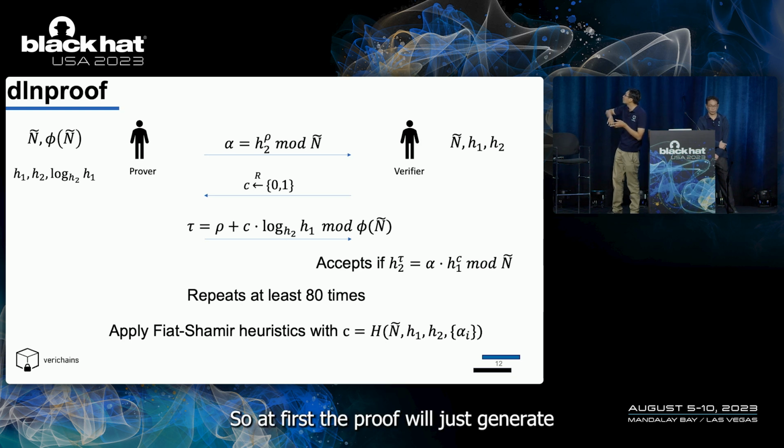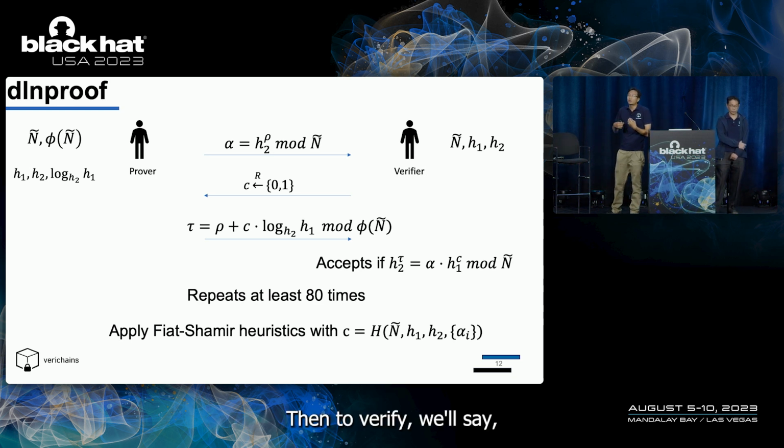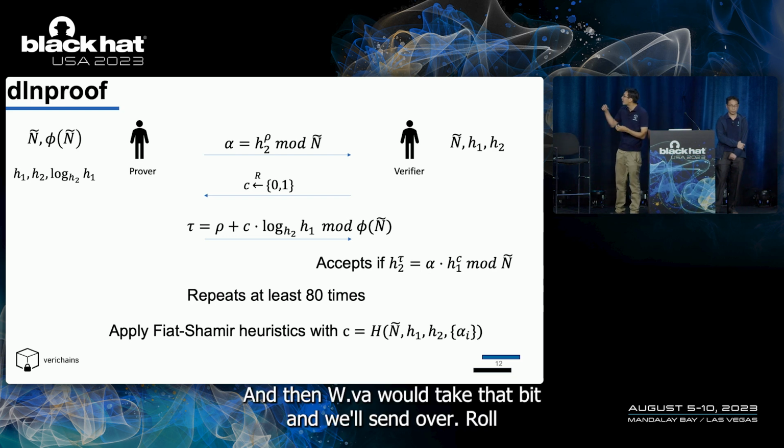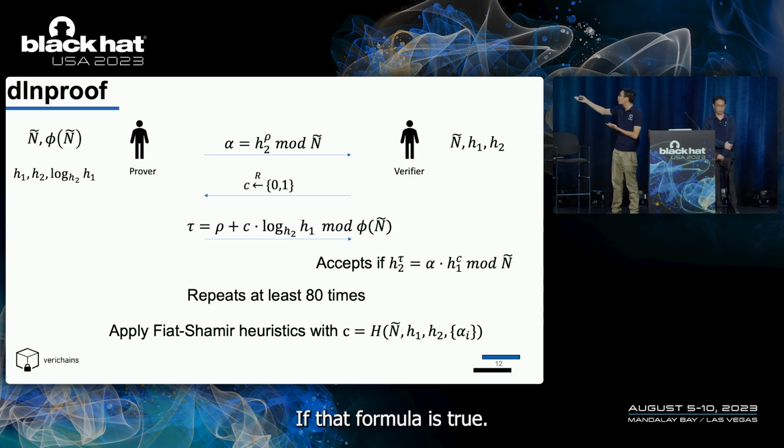So at first, the prover will just generate a random value that is to the power of h2. Then the verifier will say, okay, let's choose c equals 0 or 1. So it's just 1 bit. And then the prover will take that bit and will send over rho, that random number plus c times the log. And then the verifier will accept if that formula is true.